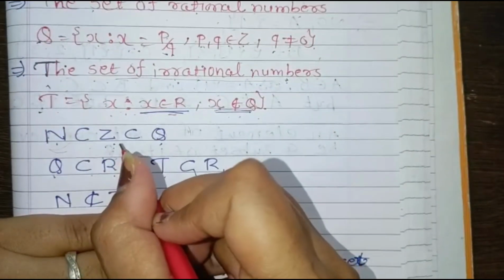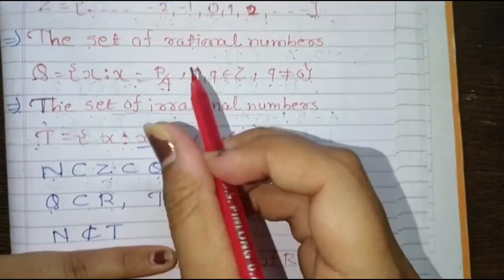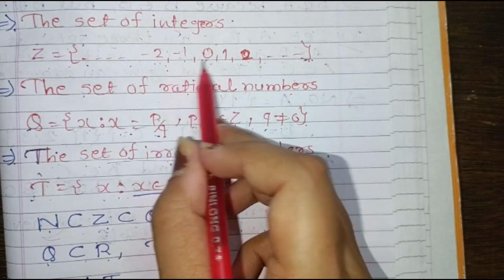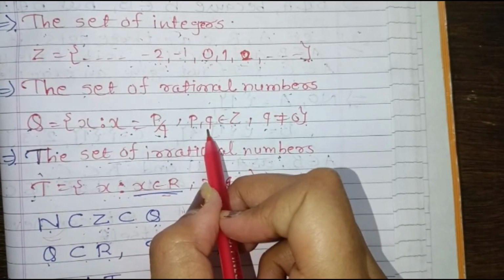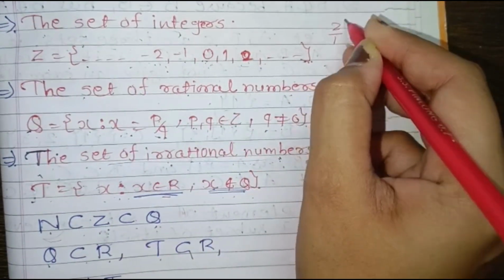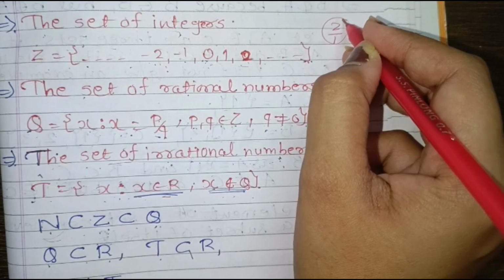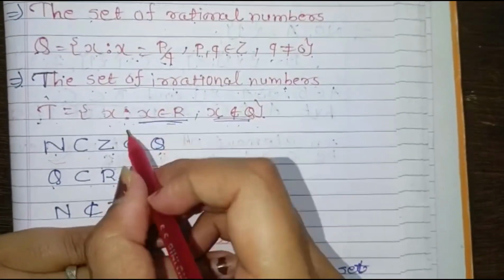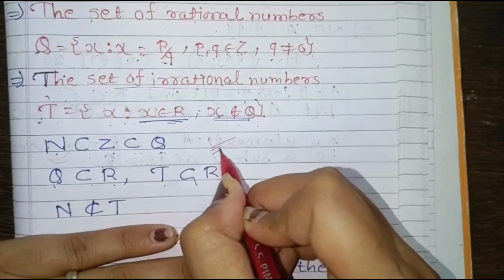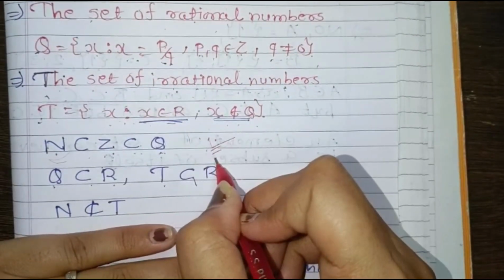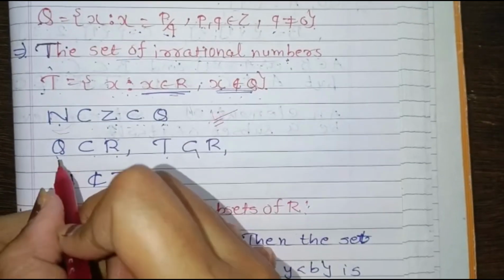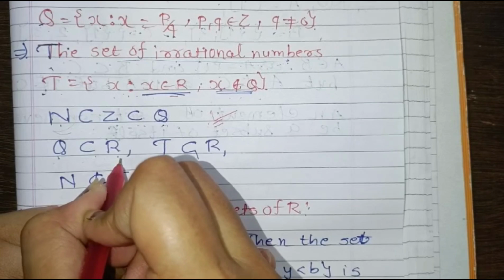That's why. Next is Z subset of Q, meaning all the integers are rational numbers, because 2 you can write like this, 2 by 1. It is in the form p by q. That's why 2 is a rational number, and that's why Z is a subset of Q. This is an important point from the examination point of view, because it is important in true or false questions. Next is Q subset of R.